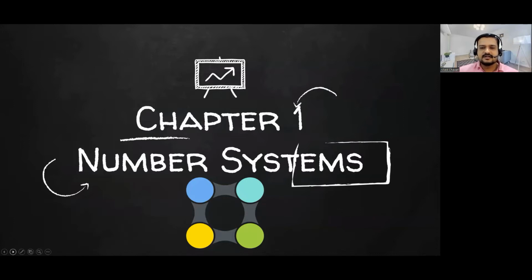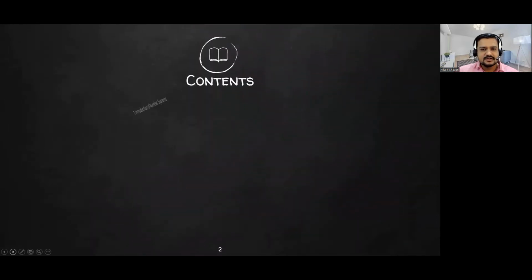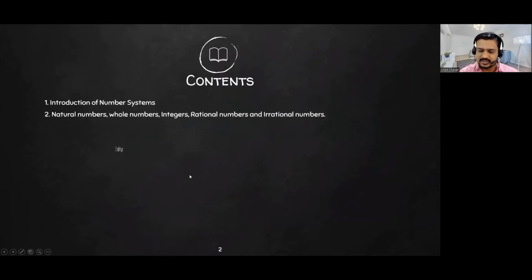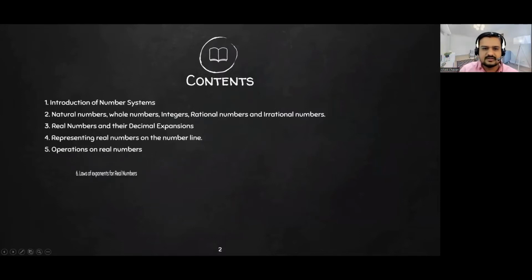Chapter 1, that is number systems. So what all things are there in this chapter? First, we'll have a look on that. First is the introduction of number system.